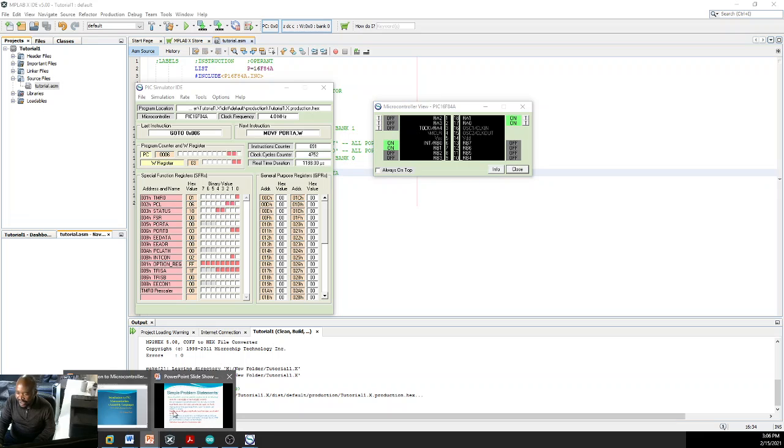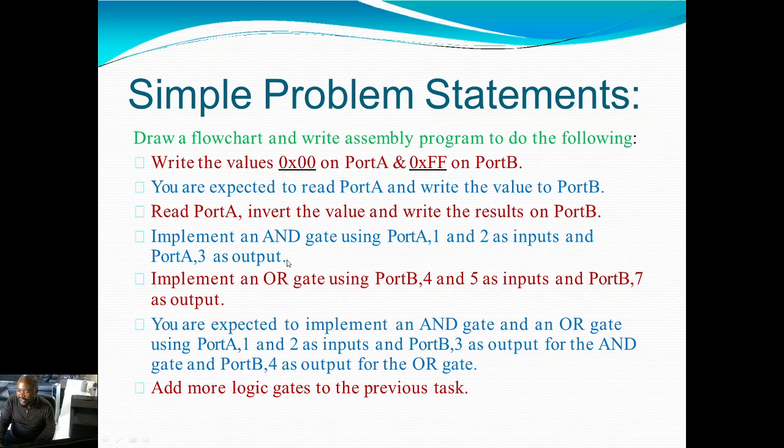Please add more to this program. Try and do those other sample examples where you read port A, you invert the value, and then you write the results to port B. Meaning you complement: you read port A, you complement the value, you write the results on port B. The next thing is implement a 2-input AND gate.